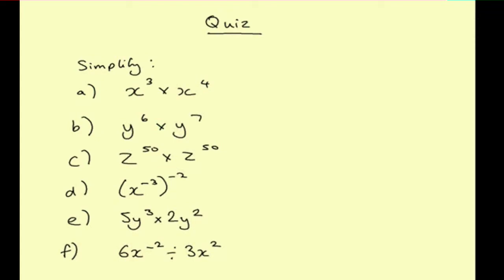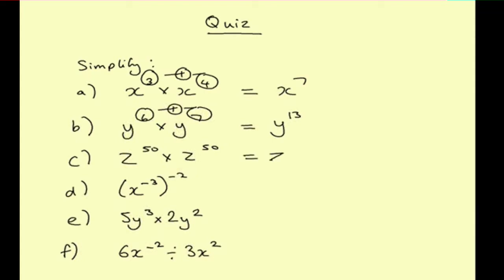Okay then, so we're just going to run through the solutions to the quiz. The first one, we simply add the two powers, so we're going to get x to the power of 7. The second one, y to the power 6 multiplied by y to the power 7. Again, we just simply add the powers, so we're going to get y to the power of 13. The next one, z to the power 50 times z to the power 50, is going to be z to the power of 100. So again, just add the powers.